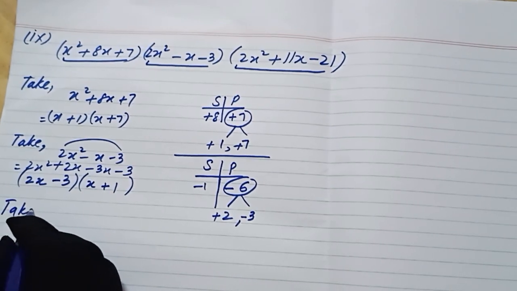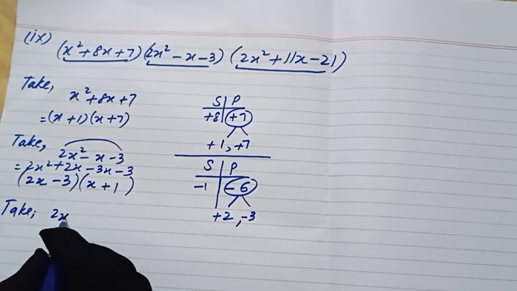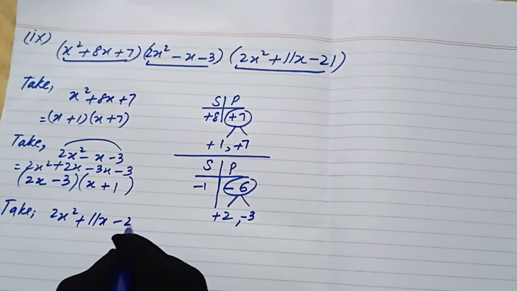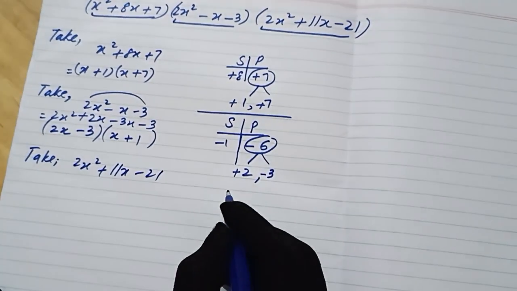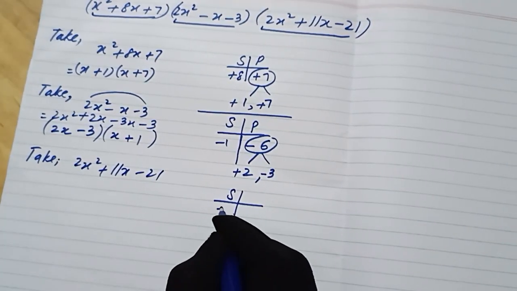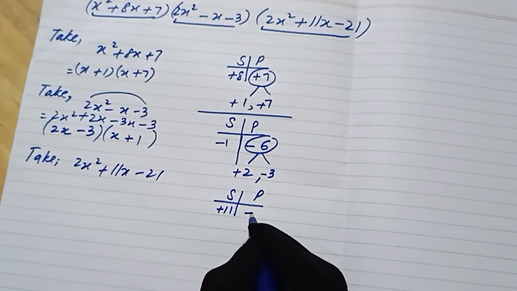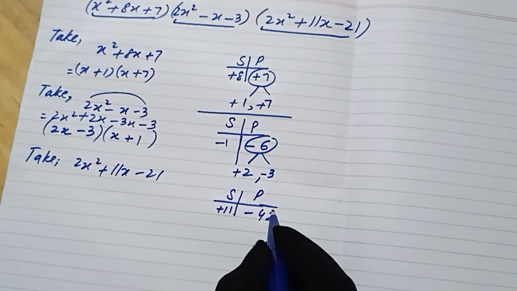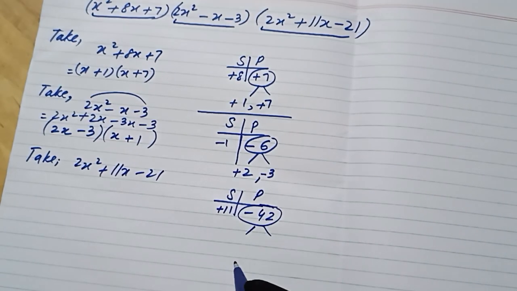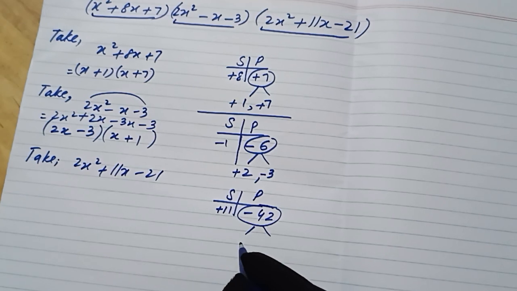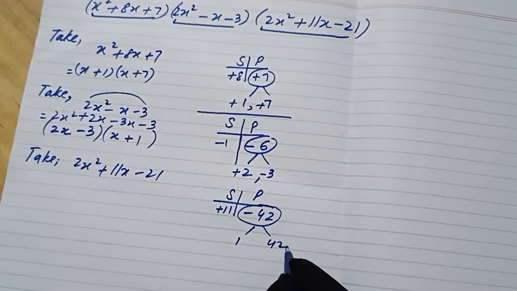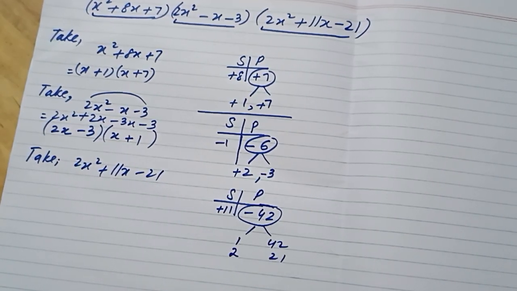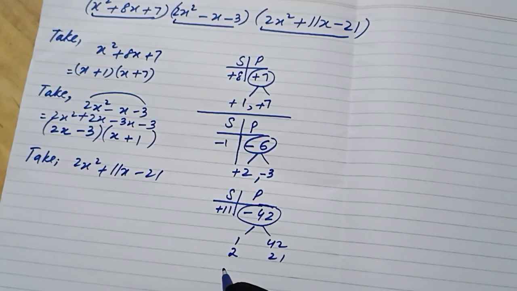Take the last expression, 2x square plus 11x minus 21. The sum is plus 11 and the product is minus 42. Factorize the minus 42, and after that, how many factors? 1 and 42 not working, 2 and 21 not working to give 11. 3 is dividing, yes, 3 ones are 3, 3 fours are 12.